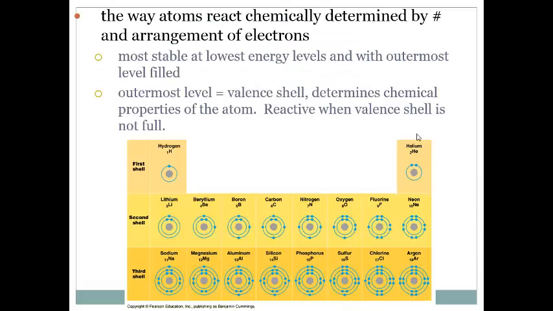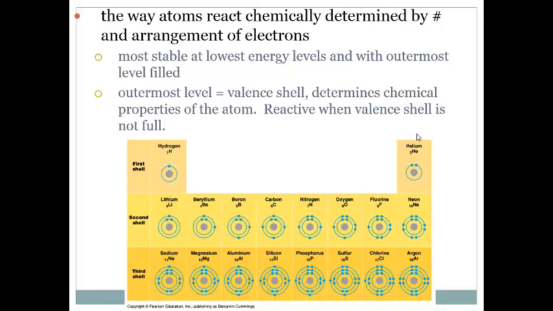The way that atoms react chemically is determined by the number and the arrangement of the electrons. The outermost electron shell that contains electrons is called the valence shell. Those electrons in the valence shell are called valence electrons. Atoms react with each other in order to fill up their valence shell. When their valence shell is full, an atom is happy and it is unreactive. Atoms are reactive when their valence shell is not filled.